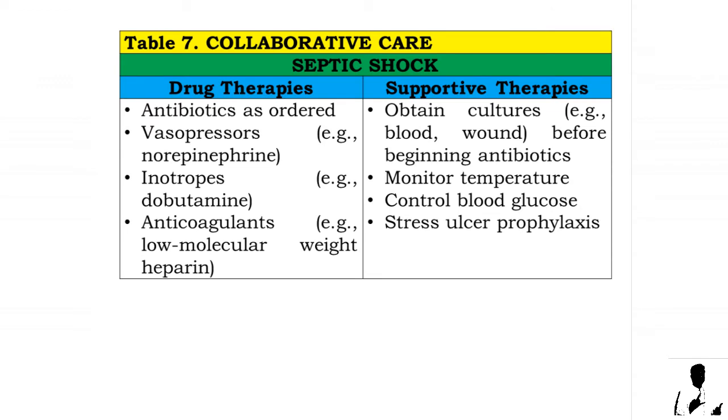Drug therapies include antibiotics as ordered, vasopressors, for instance, norepinephrine, inotropes, for instance, dobutamine, and anticoagulants, for instance, low molecular weight heparin. Supportive therapies include obtain cultures, for instance, blood and wound, before beginning antibiotics, monitor temperature, control blood glucose, and stress ulcer prophylaxis.